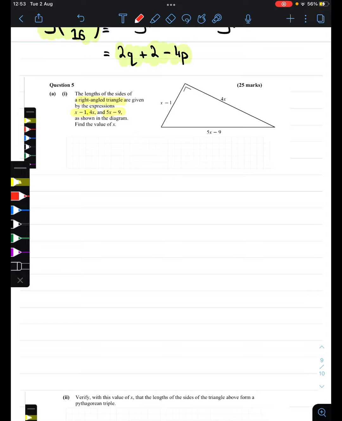Well, we have a right angle triangle, so straight away, before I even read the rest of the question, Pythagoras' theorem: a squared plus b squared equals c squared, where c is the length of the hypotenuse. And the hypotenuse is the side opposite the right angle.